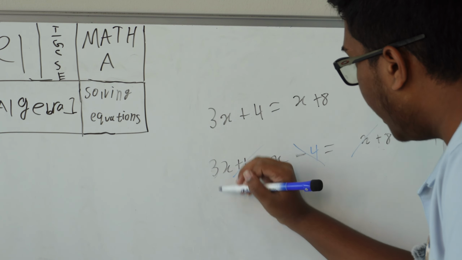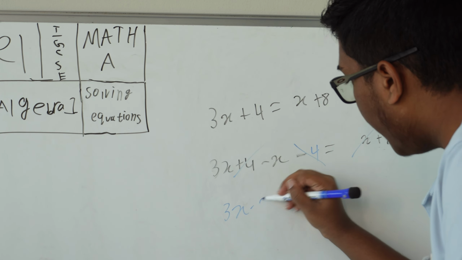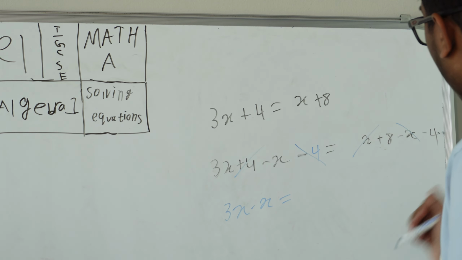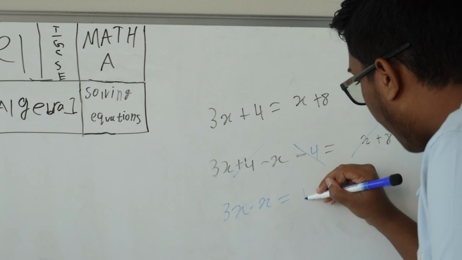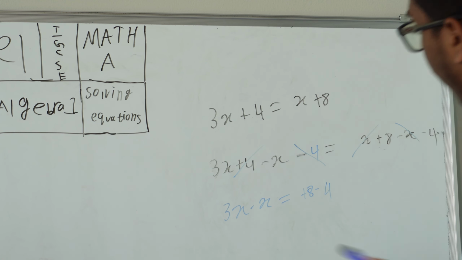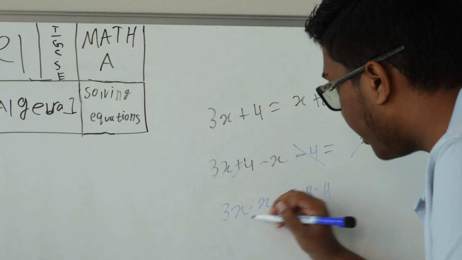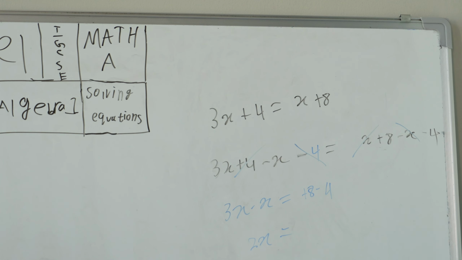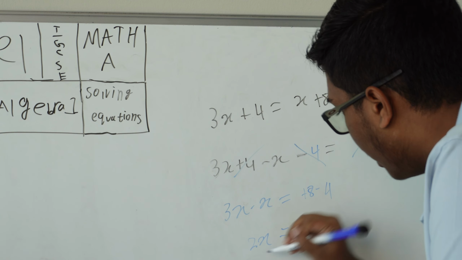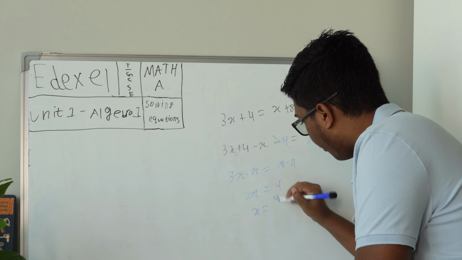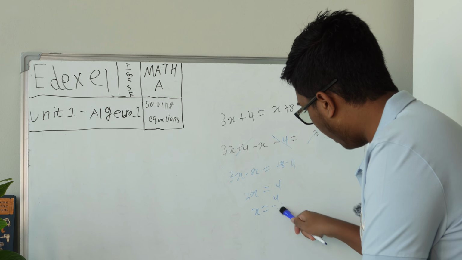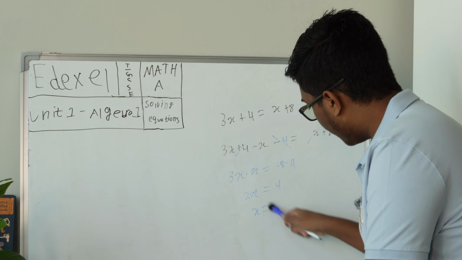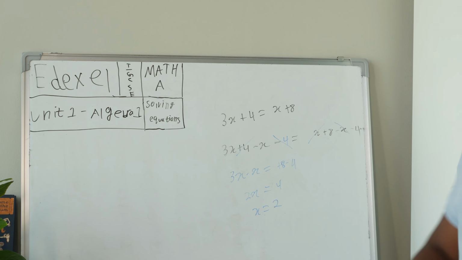And in this case, we're left with 3x minus x is equal to plus 8 minus 4. Plus 8 minus 4 is 4. So in this case, 3x minus x is 2x equals 4. And so our answer is x is equal to 4 divided by 2, or just 2. That is all for this lesson.